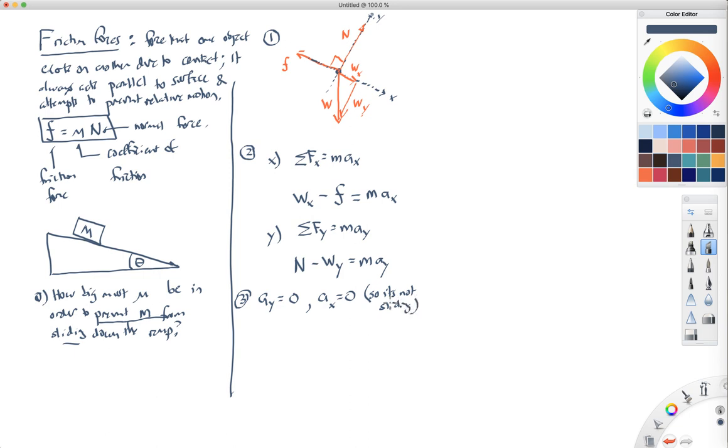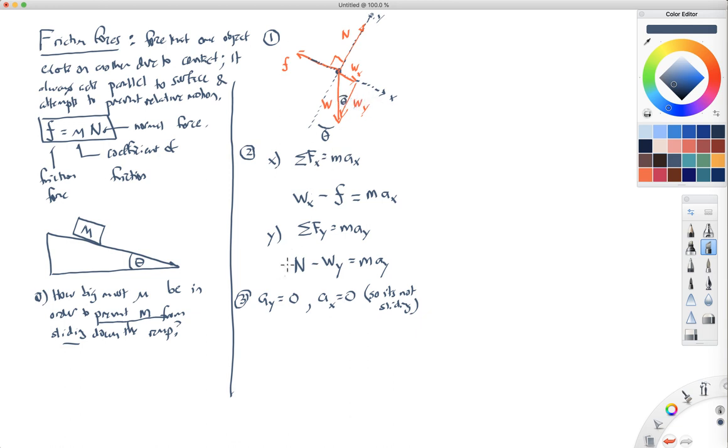So that's another constraint. All right. What else do we know? Well, we know that this angle right here is going to be theta. You can see that from geometry if you're careful with this, which means that this angle right here is also going to be theta.